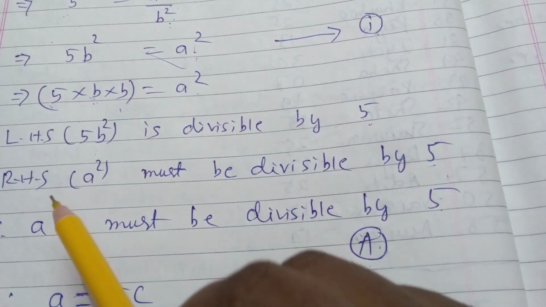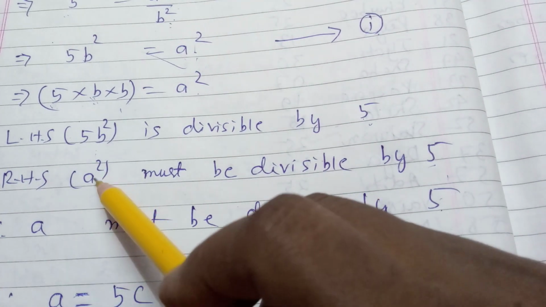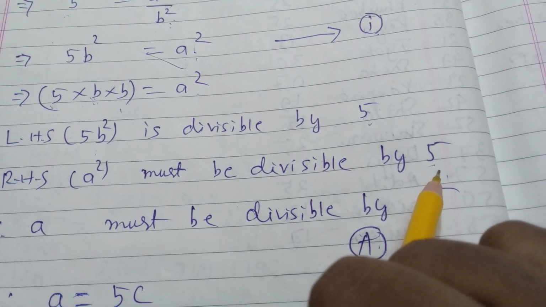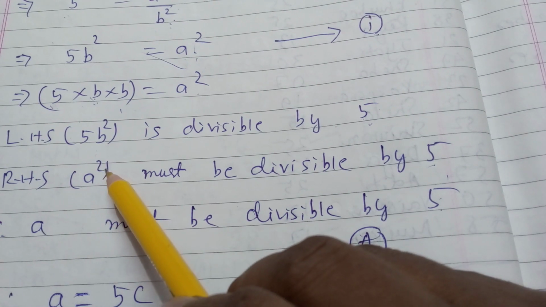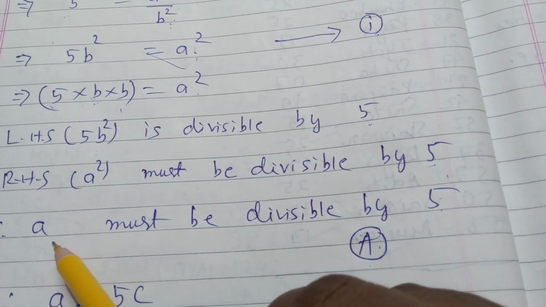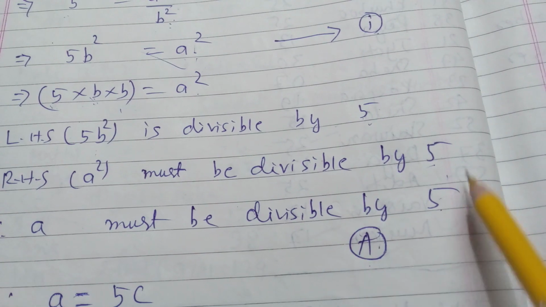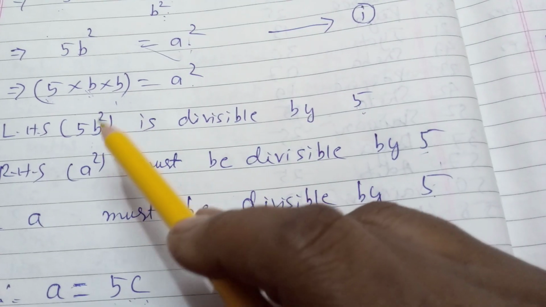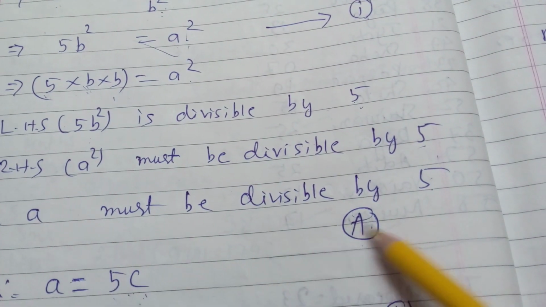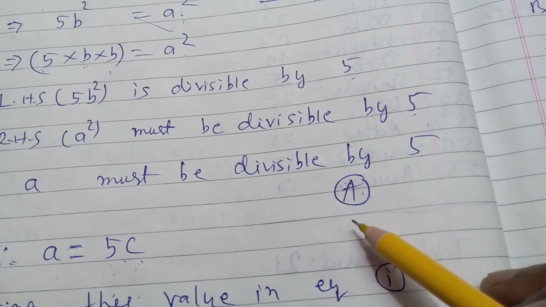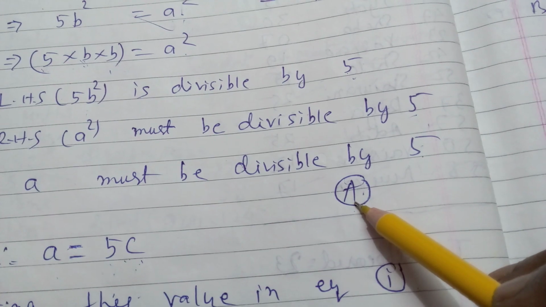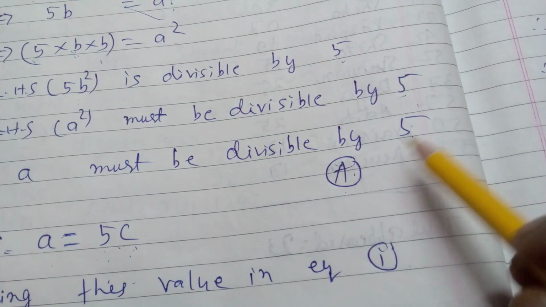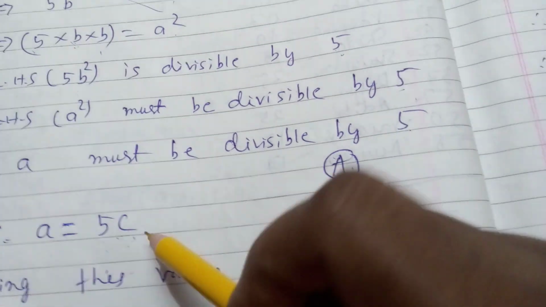And there is a theorem that if the square of any number is divisible by any prime number, then if we remove the square, the number must also be divisible by the prime number. So you remove the square and so a must be divisible by 5. This is equation number 2 that you have taken. When a is divisible by 5, a equals 5 into something.